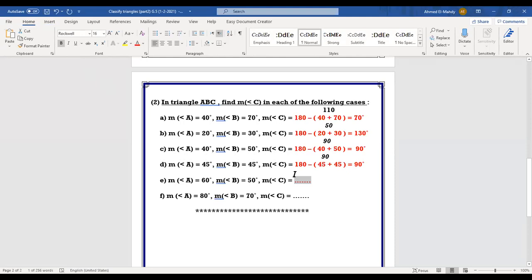Measure angle A 60 degrees and measure angle B 50. What is the measure of angle C? 180 minus 60 plus 50. Add firstly 60 plus 50, 110. Subtract now, 180 minus 110.